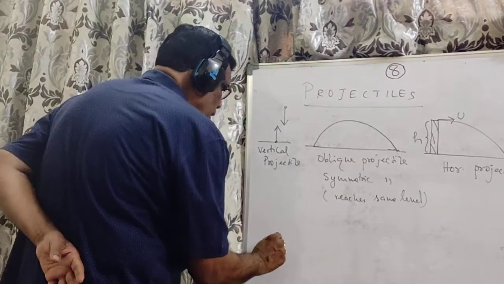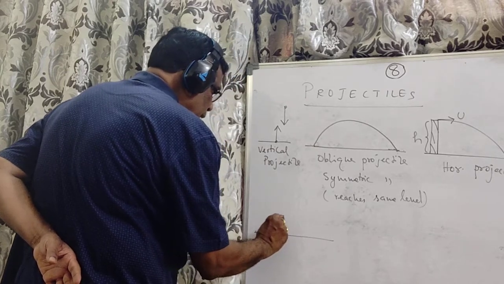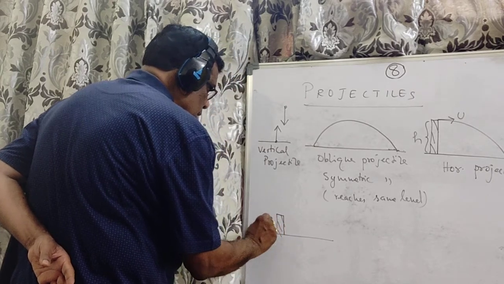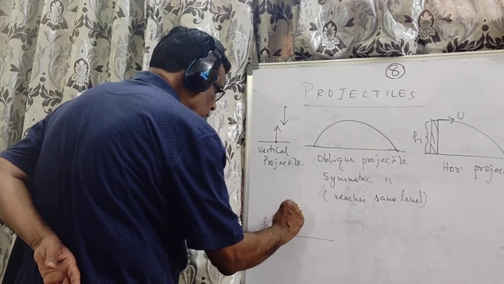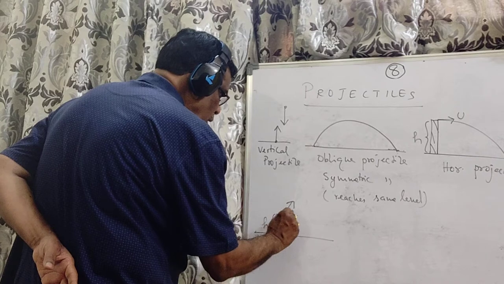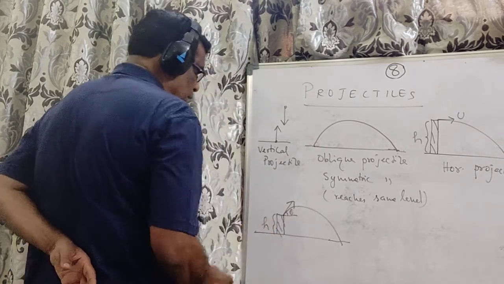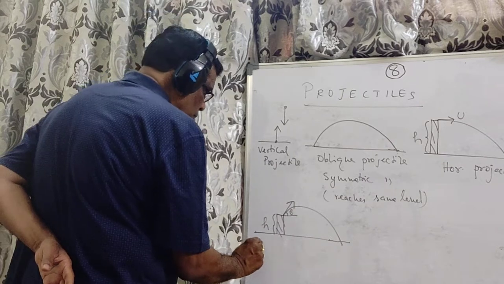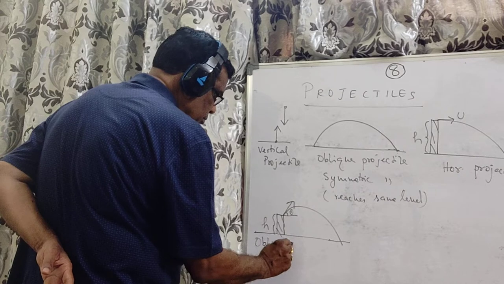Now coming here, I take again the tower of height h, but this time it is an oblique projectile from the top of a tower. Oblique projectile.